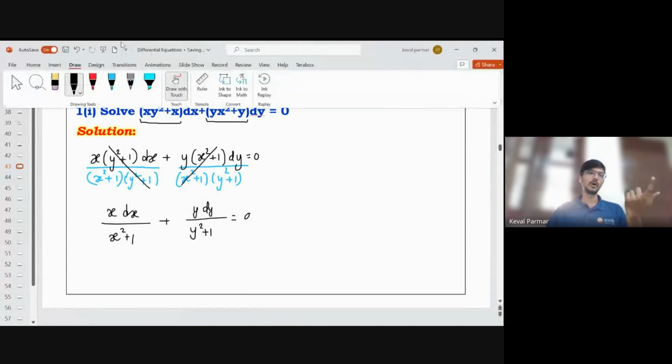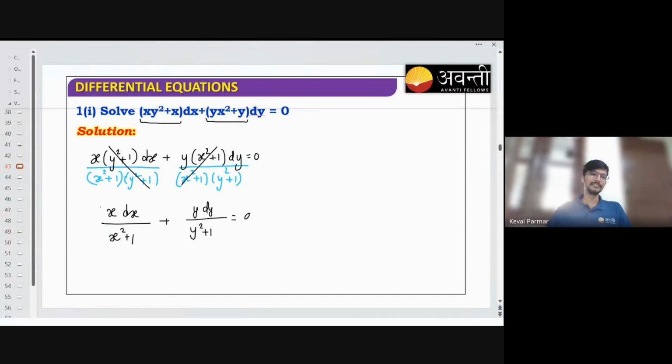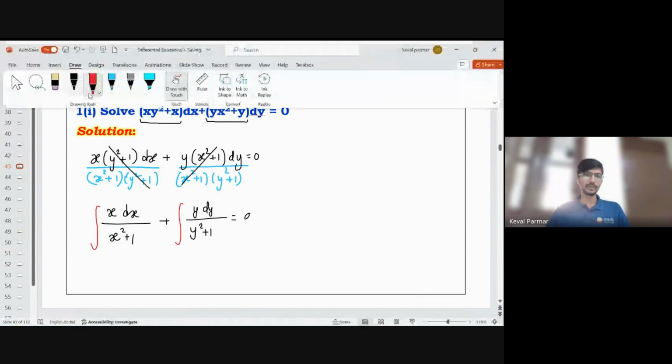Now all the x terms are with dx, y terms with dy. That means we just need to integrate. Now as you all know, what is the integration?